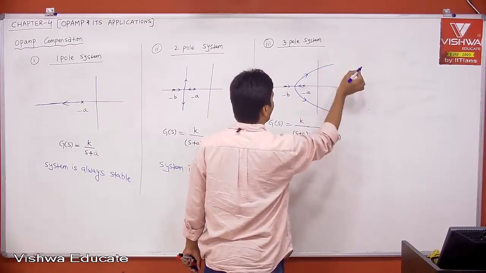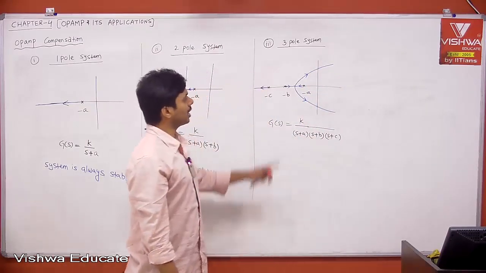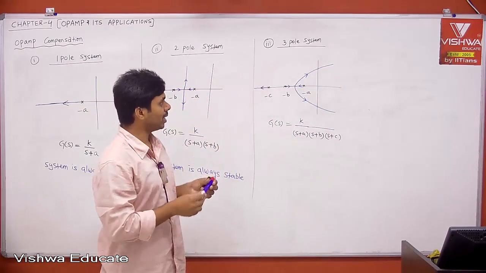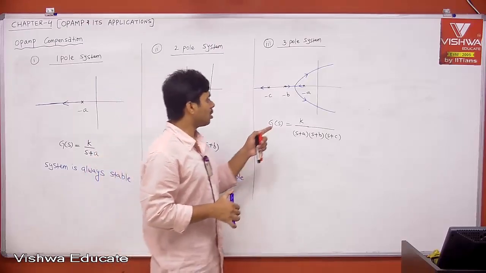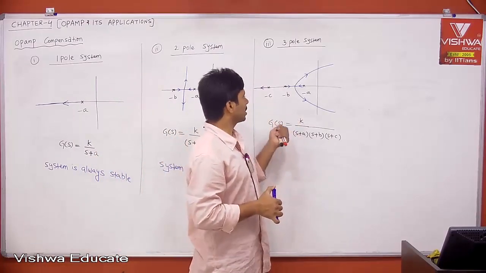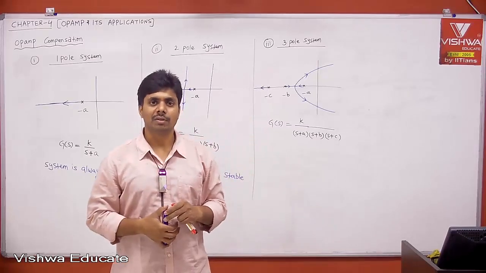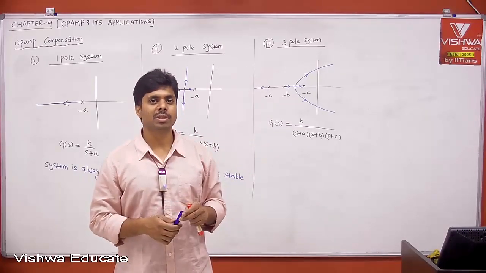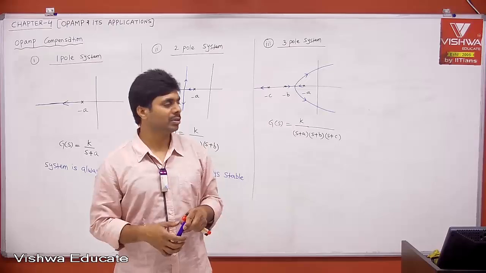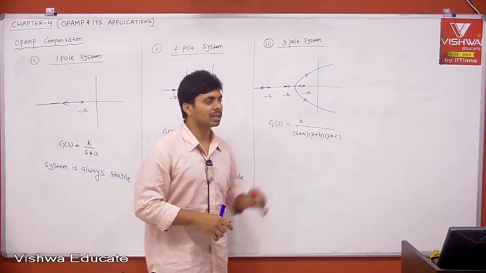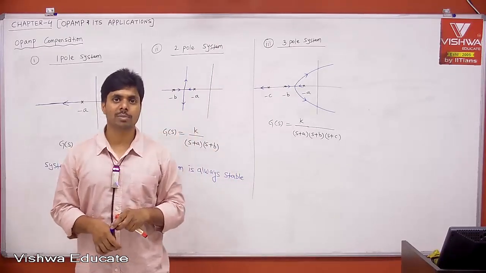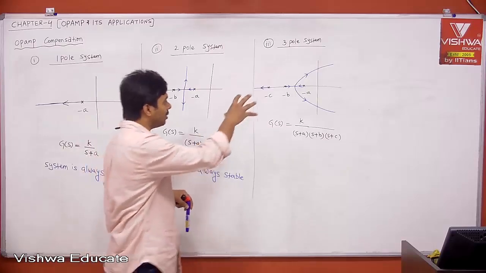For some values of K, some of the poles are entering into the right half of the S plane. Therefore, not for all values of K is your system stable. The system is not completely stable, or people say the system is not always stable. It is stable only for a few values of K.